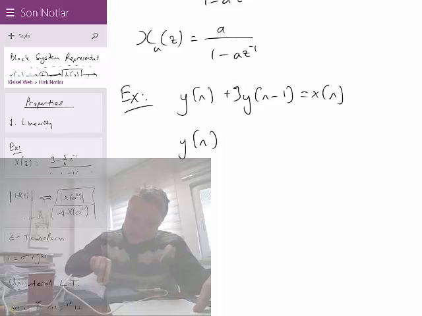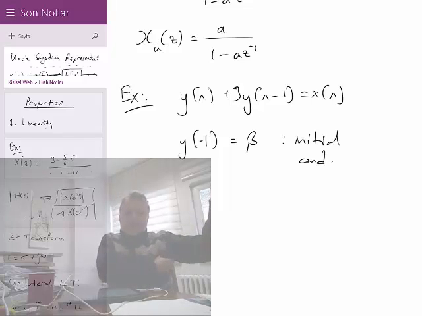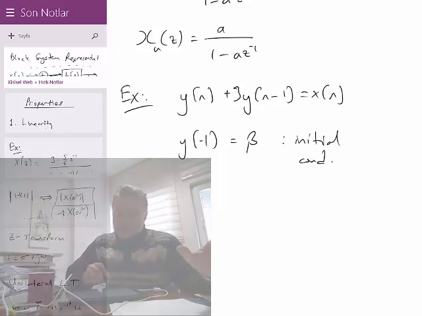This initial condition will be not like y[0] or the derivative of it at time equal to 0, but it will be like this. We have this initial condition. So this initial condition, as you see, is the value right before 0, and that is given parametrically as beta, as you see.